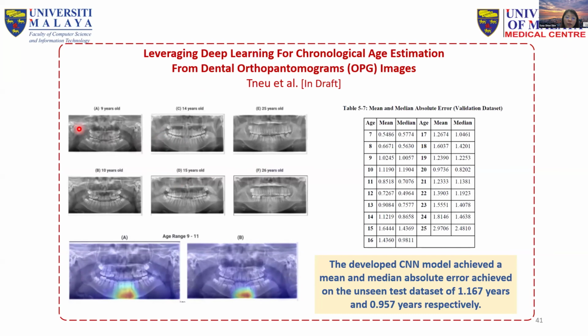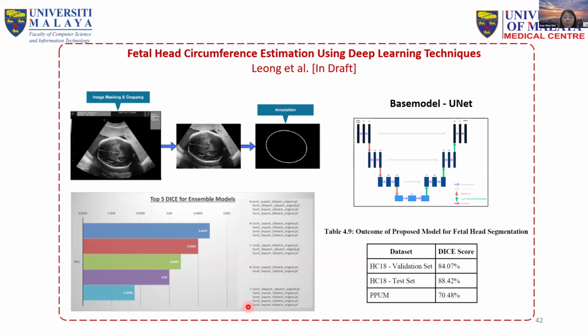So from here, you can see that we have different kinds of X-rays with different ages. And from here, we train a pre-trained CNN model and are able to achieve a mean and median absolute error of 1.16 years and 0.957 years respectively. Okay, and then using GradCAM, we can also identify the important regions that the models are looking at.